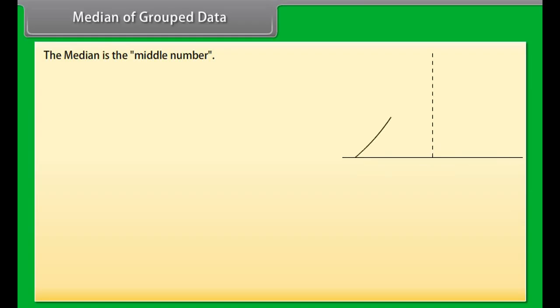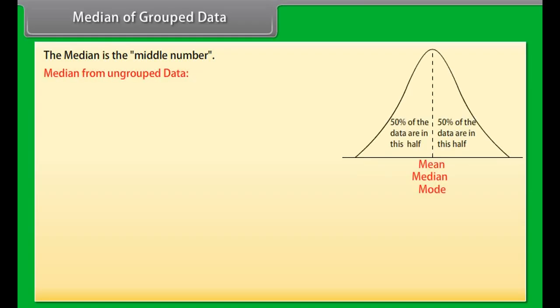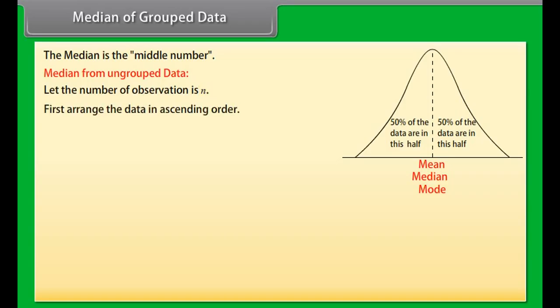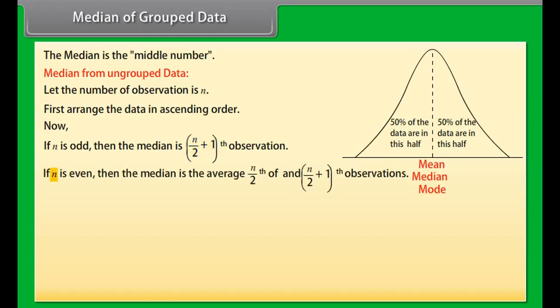Median of grouped data. The median is the middle number. Median from ungrouped data. Let the number of observations be n. First, arrange the data in ascending order. Now, if n is odd, then the median is the n by 2 plus 1th observation. If n is even, then the median is the average of the n by 2th and n by 2 plus 1th observations.